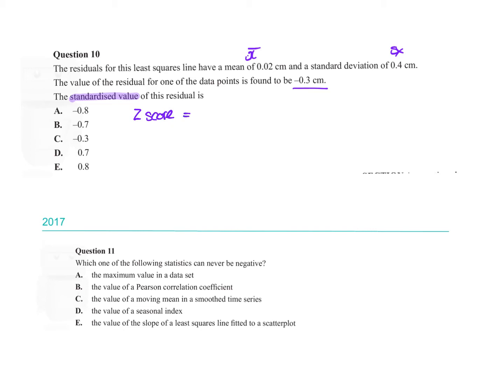So you'd hopefully go, all right, there's the formula. It's actual minus the mean, divided by the standard deviation. They're just throwing you by using the residual list, but you just think of it like you've got a normal list. So they said it actually had negative 0.3. So you go negative 0.3 minus the mean, which is 0.02, divided by 0.4, and you end up with your answer, which is A.